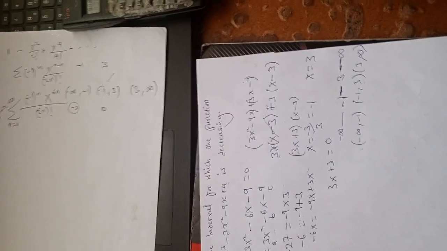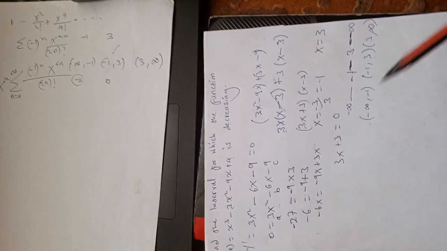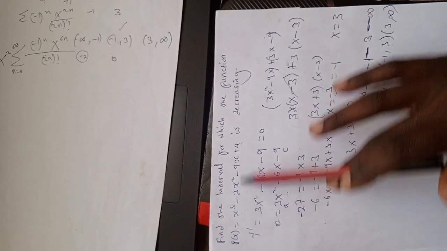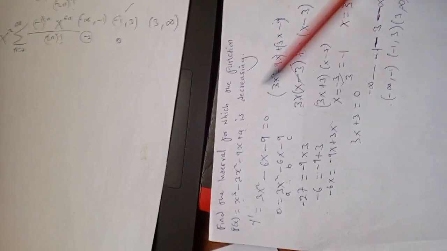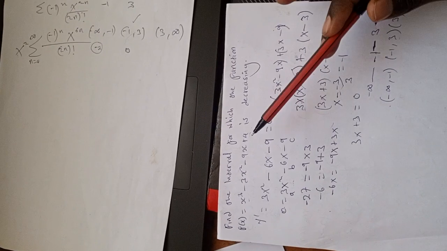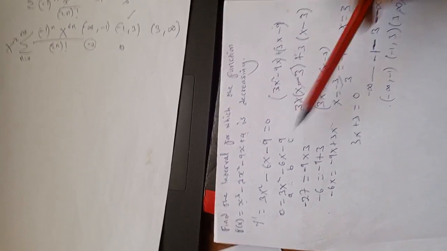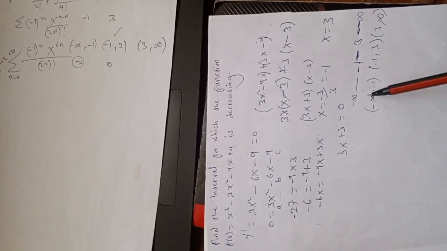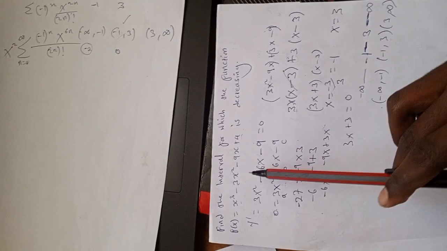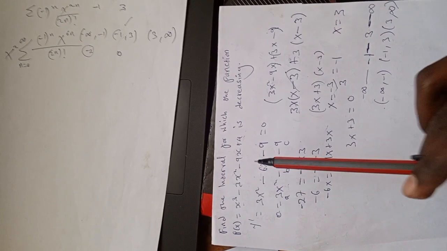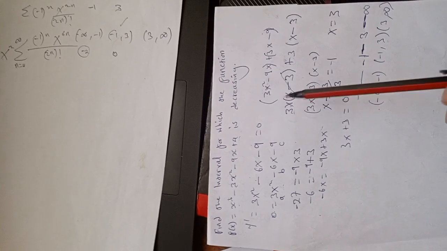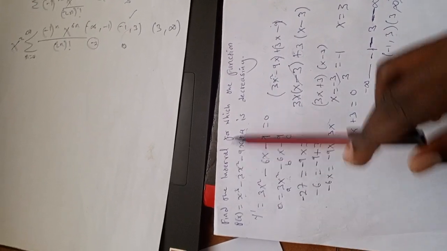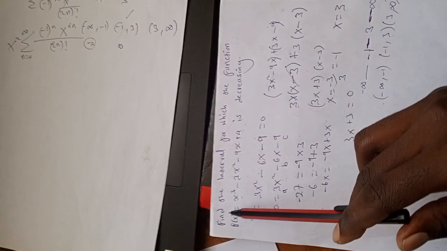So for us to find in which interval the function is decreasing, we know that for a function to decrease, the first derivative must be less than 0. So we are going to be picking numbers in this interval and plug them in. If you find a number less than 0, then we know that it will make the function to decrease.